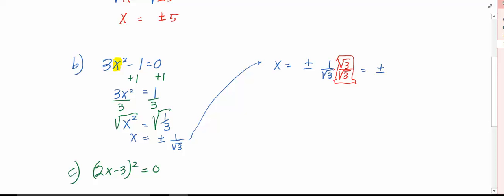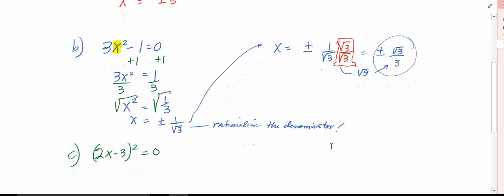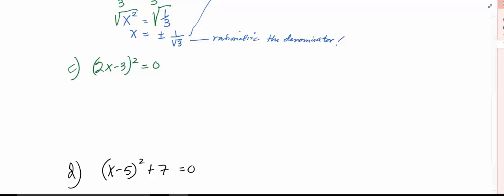And so here we go. We've got radical 3 on top. And then radical 3 times radical 3 is radical 9. Well, radical 9 is 3. So there are my two answers, a positive radical 3 over 3 and a negative radical 3 over 3. Okay, so don't forget to rationalize. If we get a radical on the bottom, it's irrational, right, when we have a radical 3? So we're going to rationalize the denominator. So don't forget to rationalize the denominator. Let's take a look at a third example.